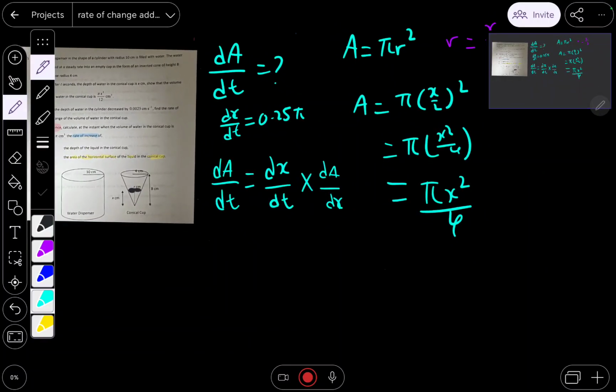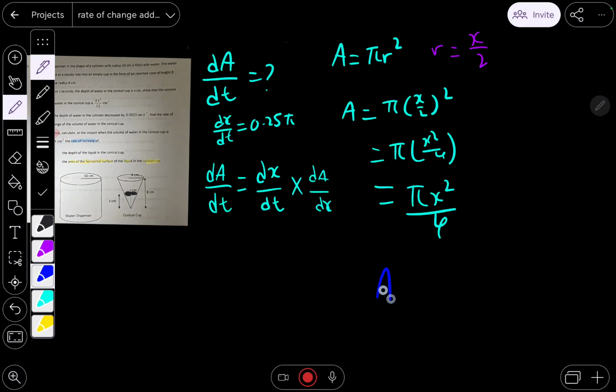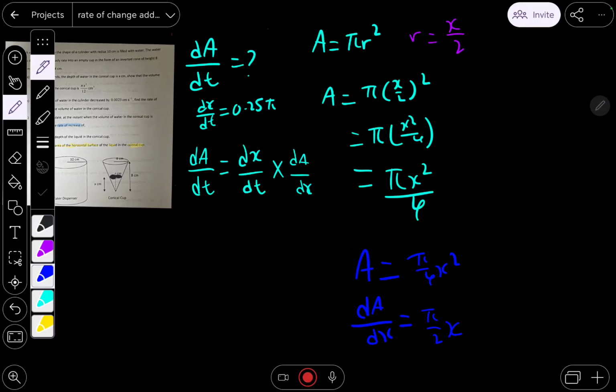Okay, so now we know that your area will be rewritten as pi over 4 x squared. So we know that dA over dx, let's differentiate. Power rule, right? Power number comes down, power number minus 1. So this is pi over 2 x. Okay, so we have your dx over dt, your dA over dx. Now let's start finding the rate of change.